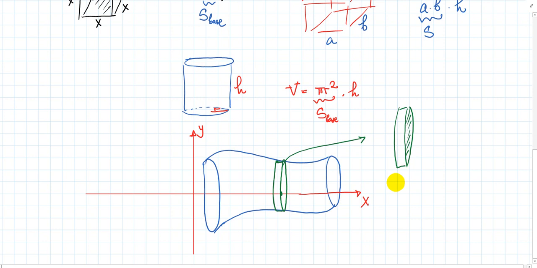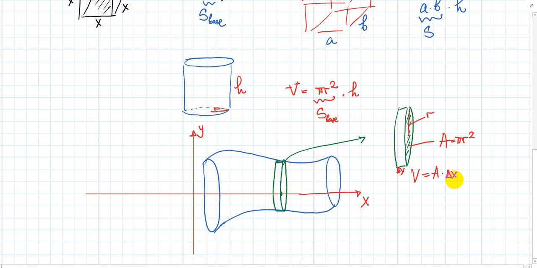This seems to me a cylinder, right? It is possible to find its volume more or less easily. The only thing I need to know is the radius, right? If I know the radius, I can find its area. So the area will be equal to pi r squared. Then I have to multiply the area by delta x, right? It gives me the volume of this object.